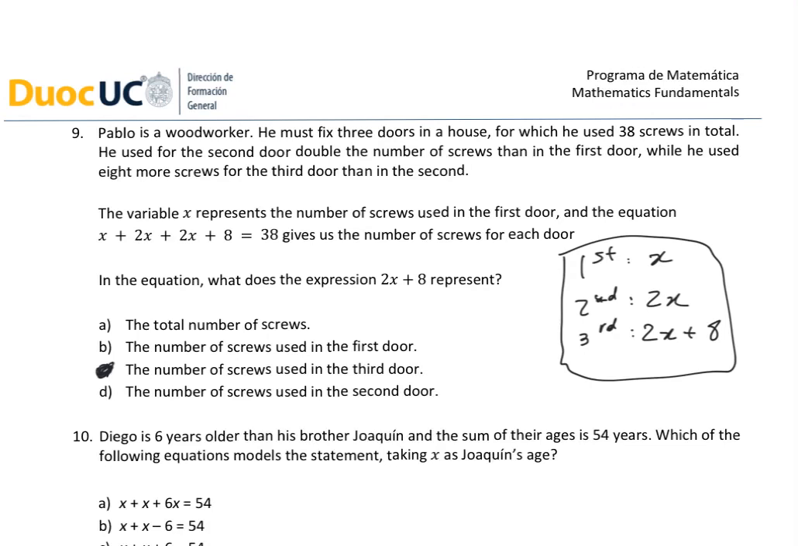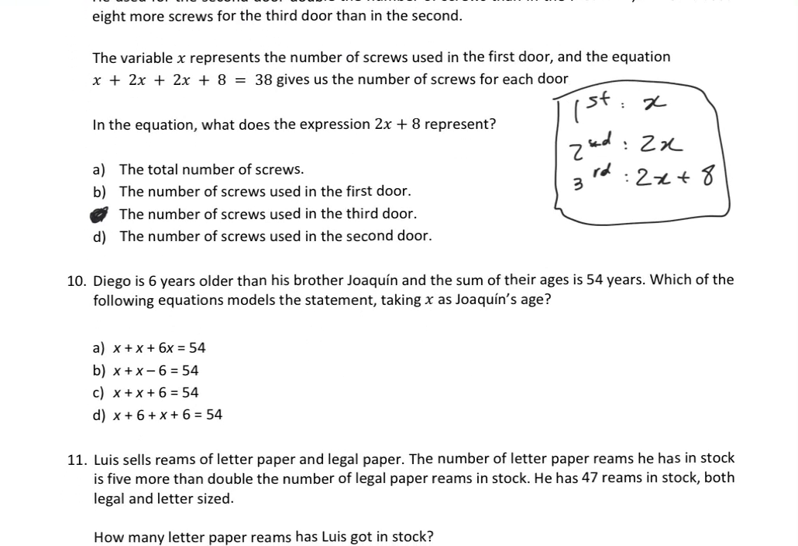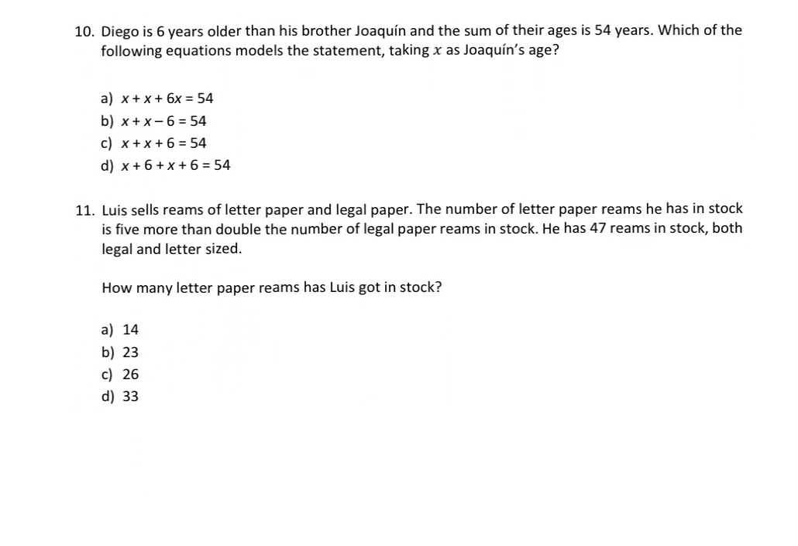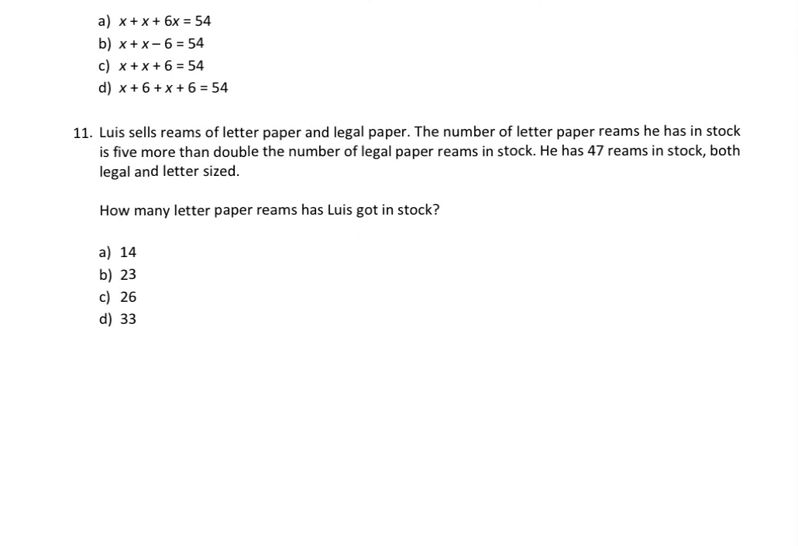Alrighty. So this one, number 10, we did already. It is in the book. Diego is 6 years older than his brother Joaquin. So we did it. I'm going to skip it. We can safely skip it, all right? But I want you to take a look at this one. This is also a very important kind of problem.